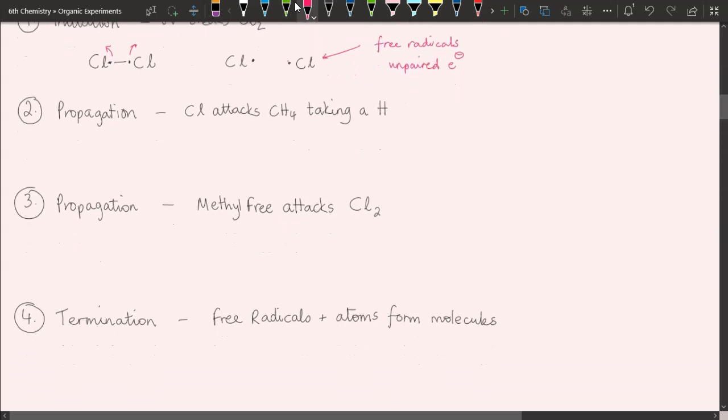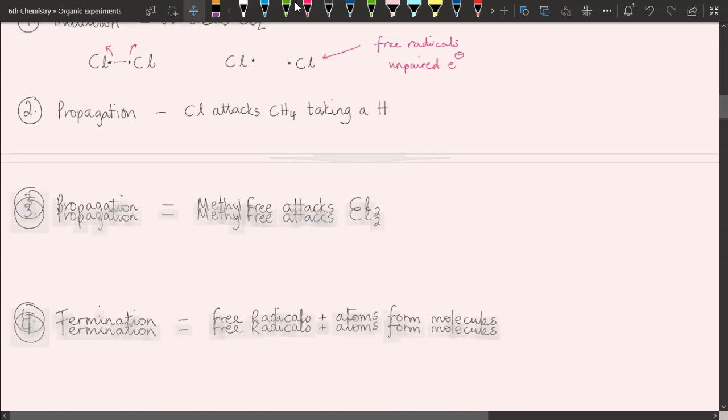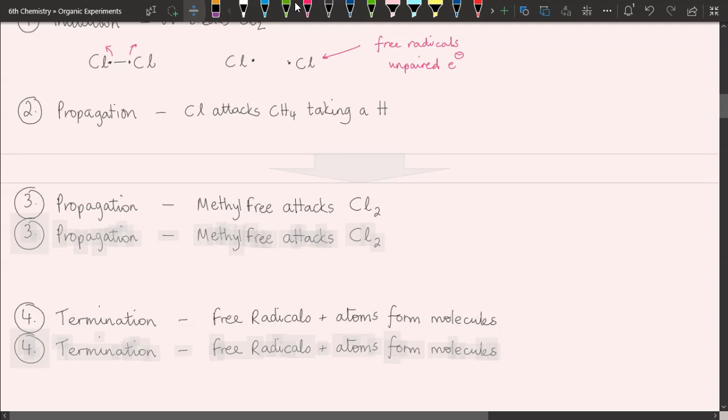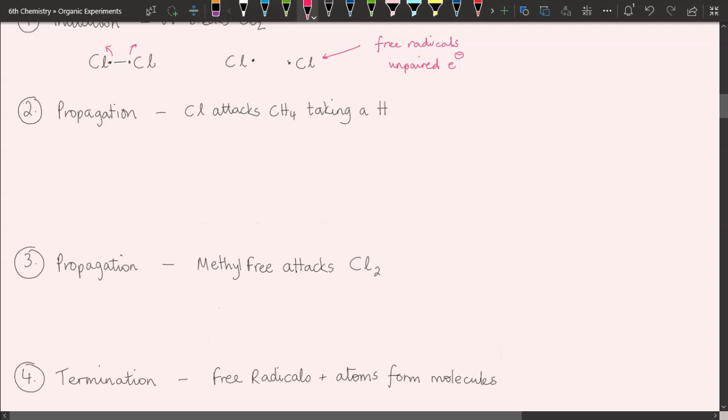The second step, propagation. This is where chlorine attacks CH4, taking a hydrogen. So now what we have is our methane molecule. When we draw our methane molecule, what happens then is our chlorine atom, or our chlorine free radical, comes along to our methane. And the chlorine atom attacks the methane molecule.